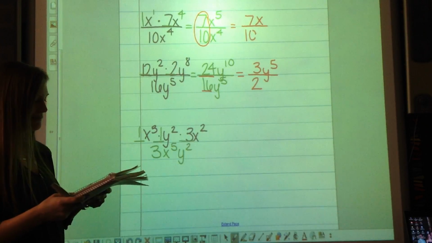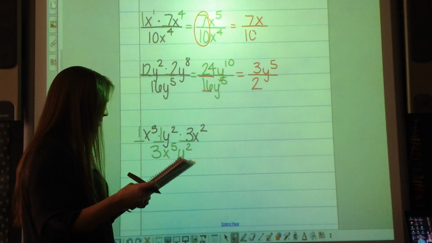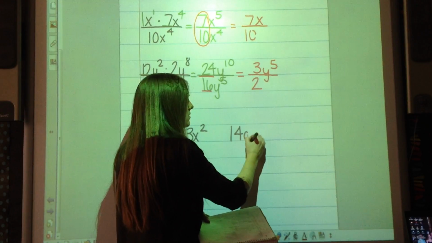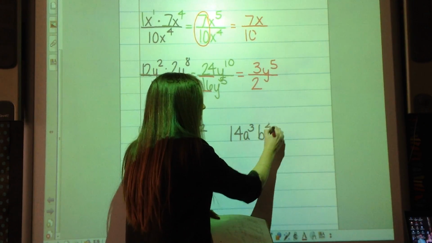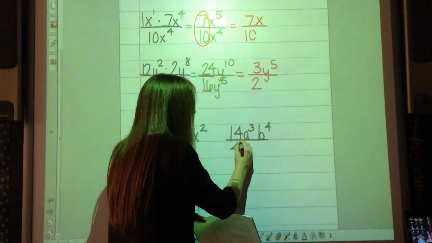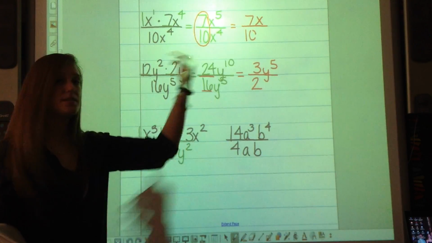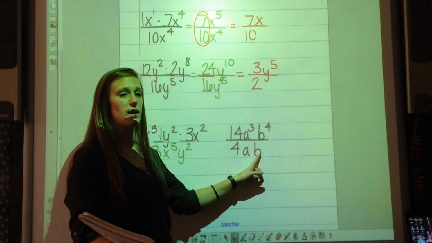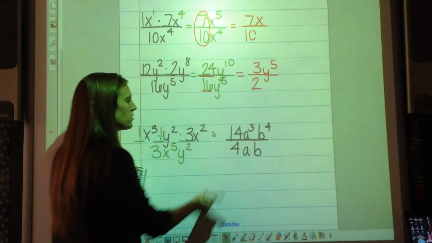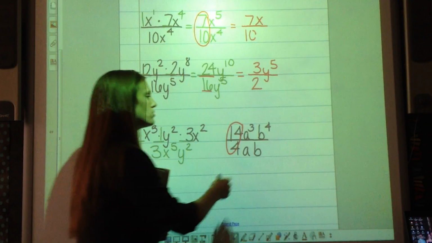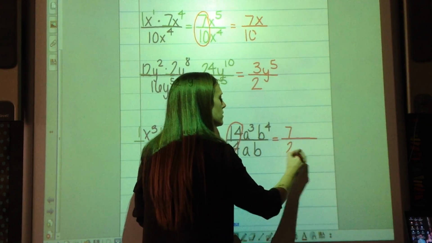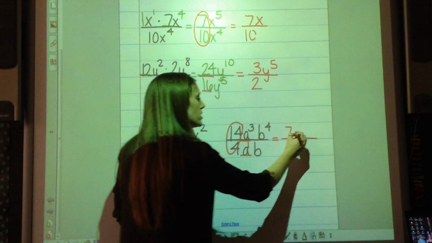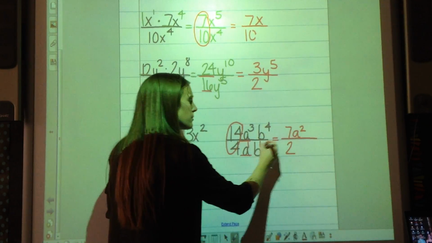Or maybe you'll see something like this. 14a cubed b to the 4th over 4ab. I see that this is a division problem. I'm going to take this in 3 steps. The coefficients, the a's, and then the b's. So 14 over 4, I see the greatest common factor is a 2. So I'm going to pull a 2 out. Now I'm going to work with the a's. They're dividing. They have the same base. So 3 minus 1 is 2. And then the b's. 4 minus 1 is 3.